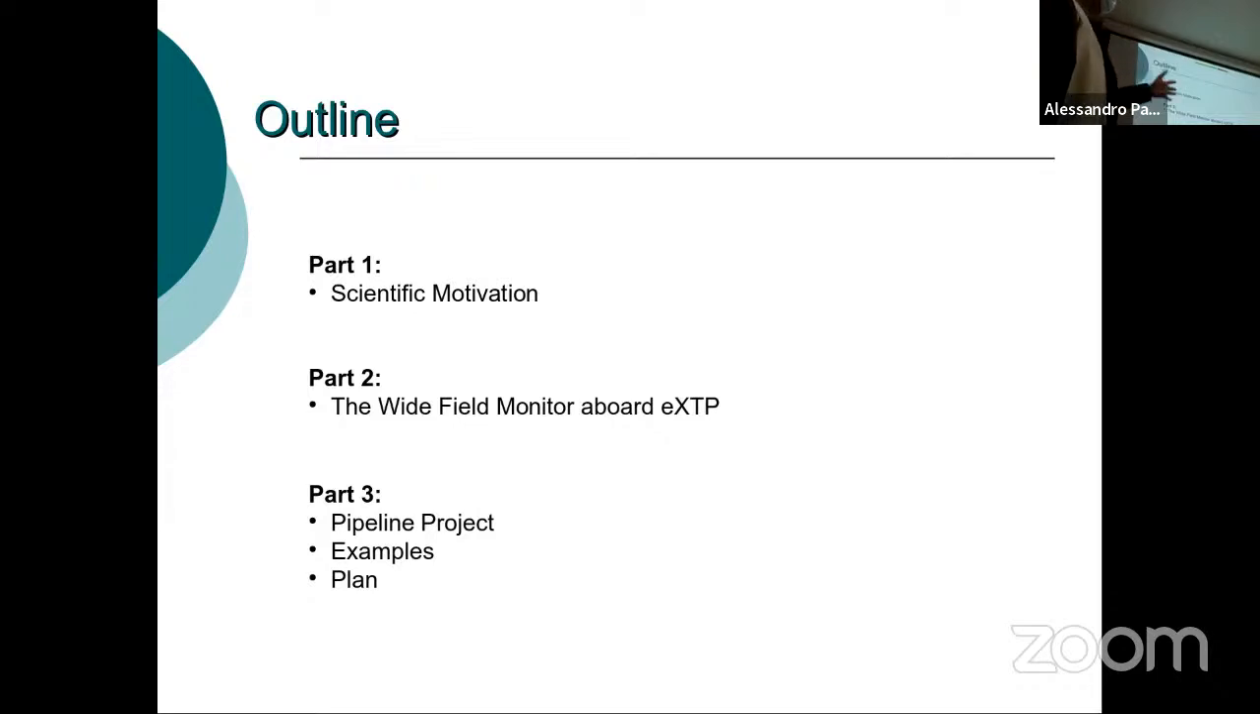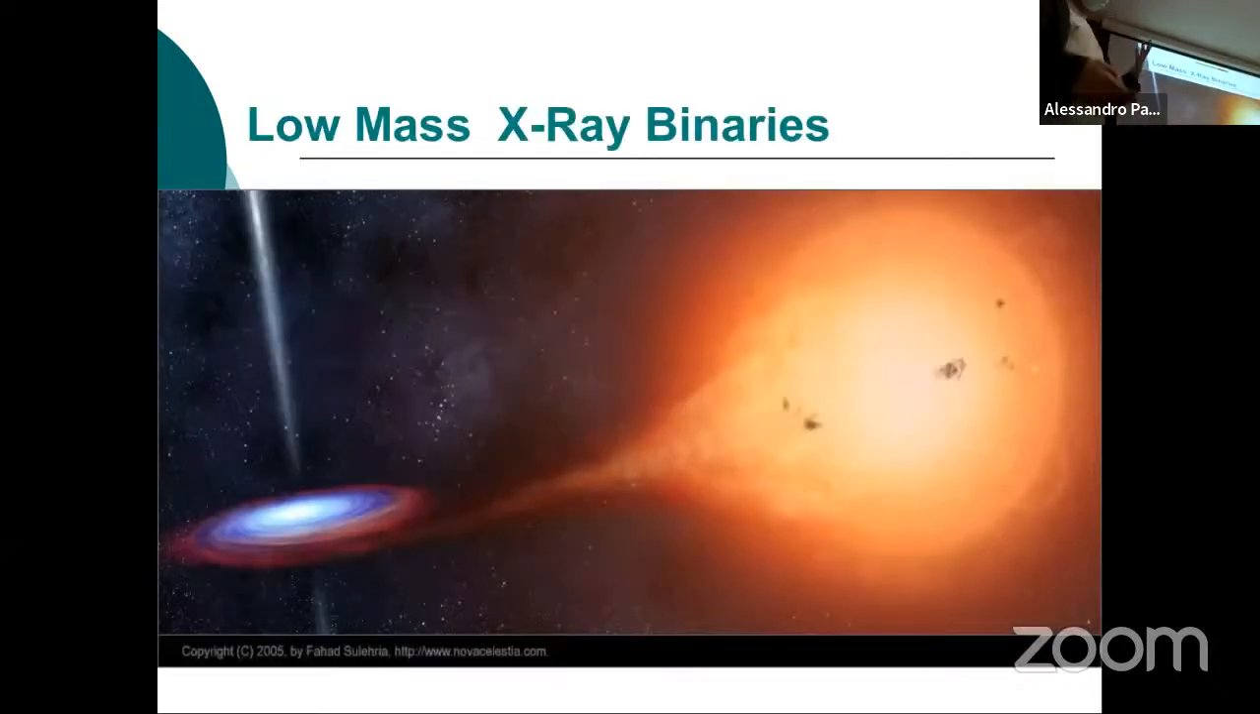So as Mar said, I work mostly on X-ray binaries. In particular, I work on low mass X-ray binaries. So for those that don't know, these are systems where you have a neutron star or a black hole here that is accreting mass from a low mass companion star, less than about 1 solar mass or so.